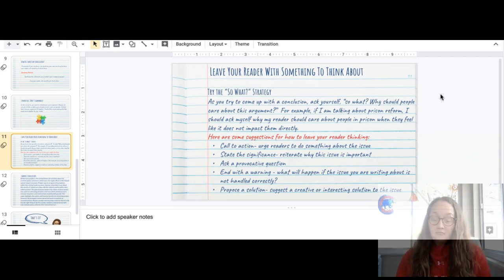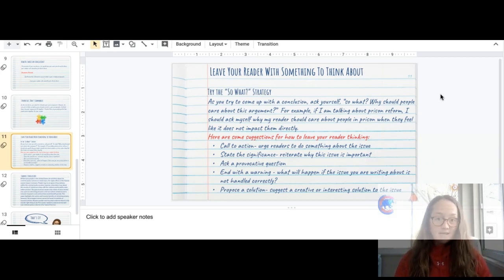You want to ask yourself, so what? Why should anybody care about this topic? So again, if I'm using the example of prison reform, why should somebody who has never been to prison or doesn't know anybody in prison really even care about this paper or this topic in general? So I need to think through why they should care and try to address that in my conclusion here.